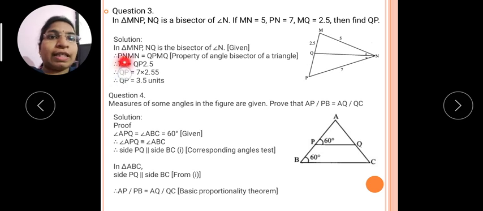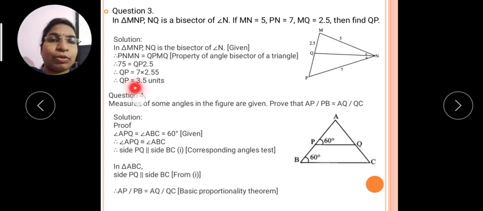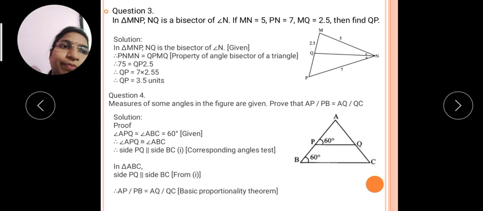And therefore 7 by 5 is equal to QP upon 2.5. This is not printed here. It is PN upon MN and QP upon MQ. So 7 by 5 is equal to QP upon 2.5, and therefore QP is equal to 7 into 2.5 divided by 5. So we will get QP is equal to 3.5 units. After simplification, you will get the value of QP.